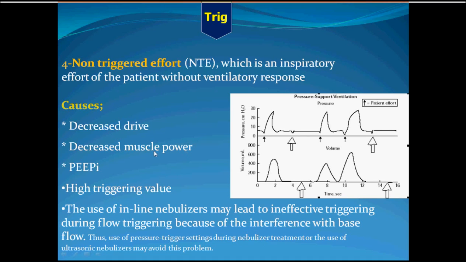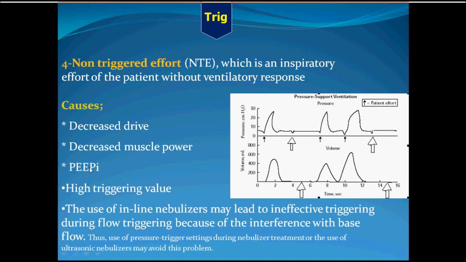Another important point is decreased muscle power due to cachexia and wasting. This is common if the patient stayed on the ventilator for a long time, and there is failure of nutritional support or failure to antagonize the effect of oxidative stress and something like that.